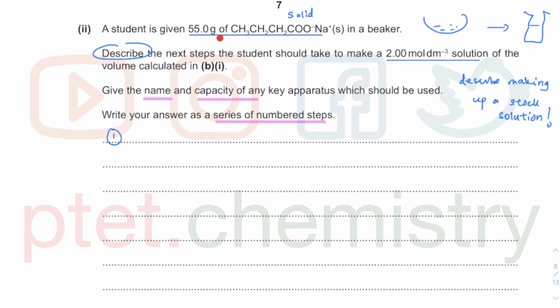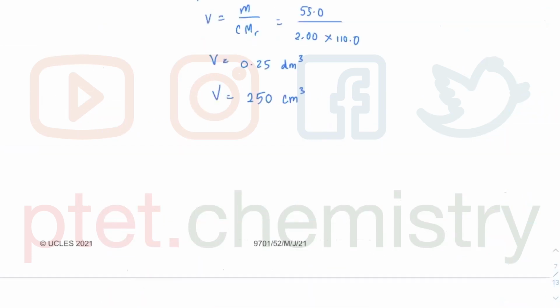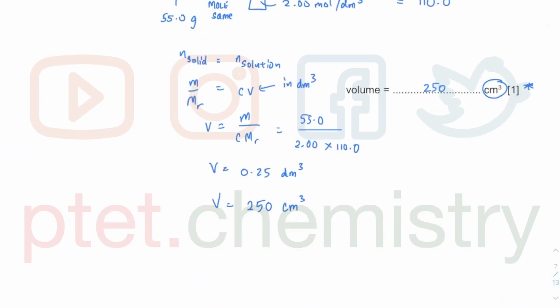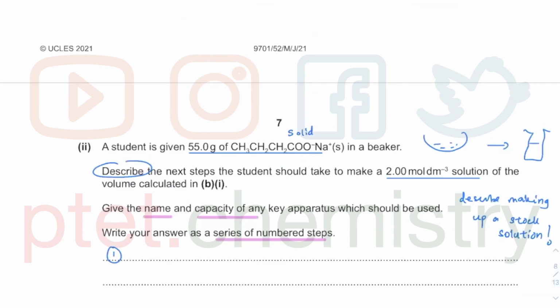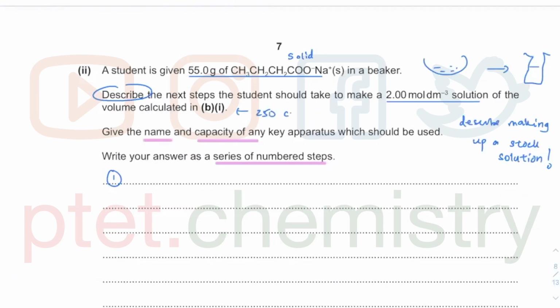It's all right. You don't need to do any calculation because they already said the volume calculated in B part 1 was 250 cm cube exactly. So you need 250 cm cube. So what apparatus do you use to make up a solution? What is the main apparatus that's very important? You put the solid into the beaker. Okay, so it is already in a beaker. That's what they say. It's given that it's in a beaker.